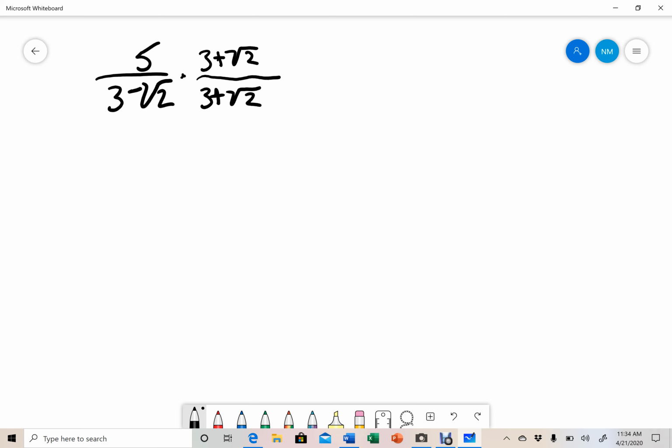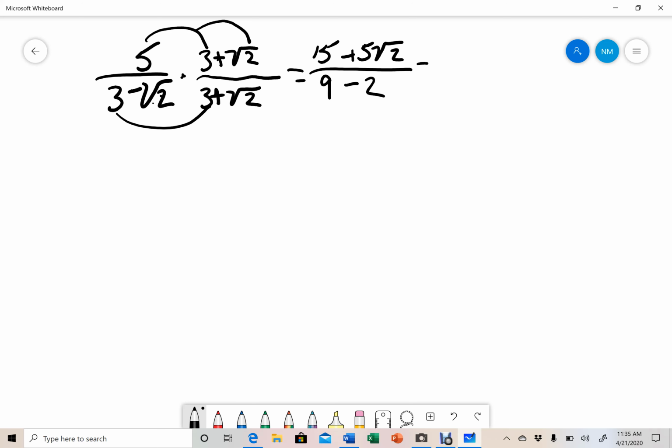All we're doing here is multiplying 5 times 3, which is 15, and then 5 times the square root of 2, which is 5 square root of 2. And then we've got 3 times 3, which is 9, and then a negative square root of 2 times square root of 2, so that comes out, and because one is positive and one is negative, we have a negative 2. And then you just combine your like terms. These can't be combined because this has a radical and this does not.